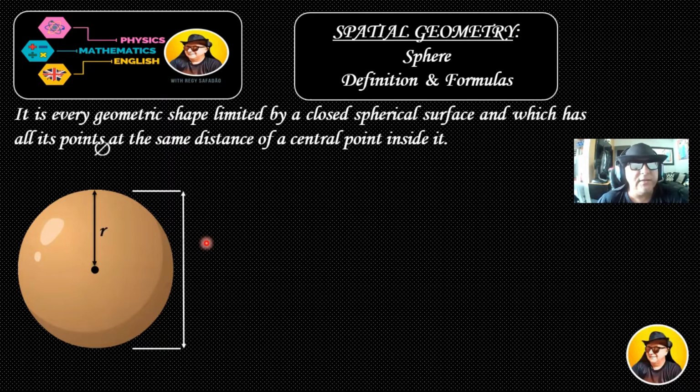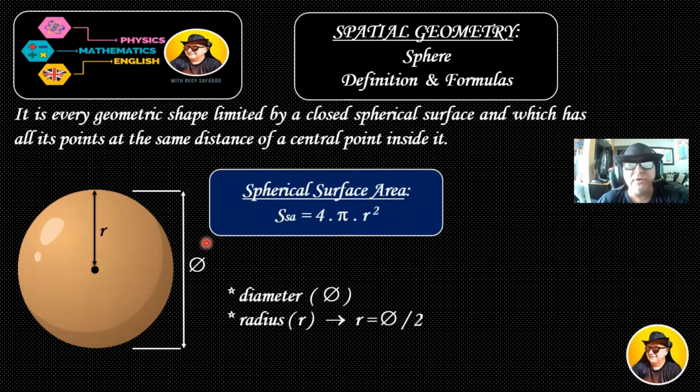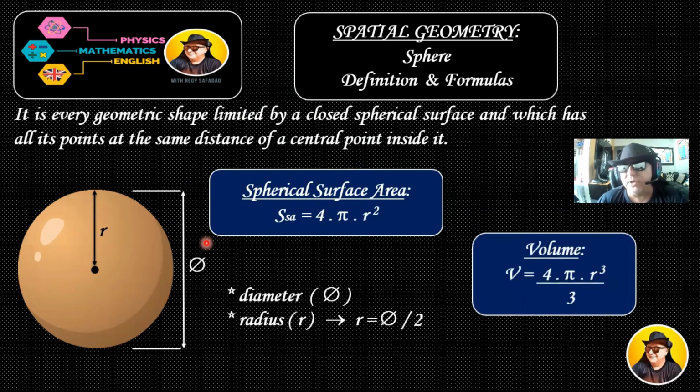And next is the diameter. Diameter and radius, as I told you before. So the spherical surface area is 4 times pi times r squared, and the volume of a sphere is 4 times pi times r cubed divided by 3. These are the main formulas that we apply in spatial geometry. As I told you, pi is about 3.14.